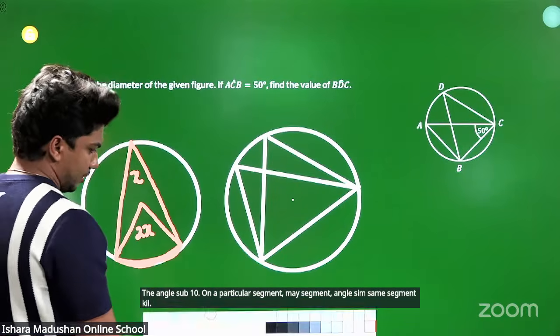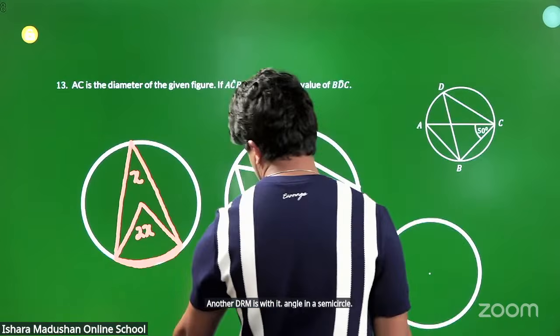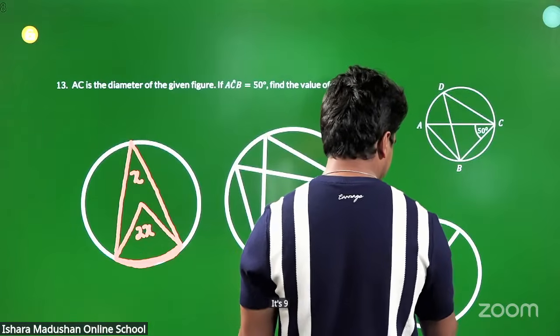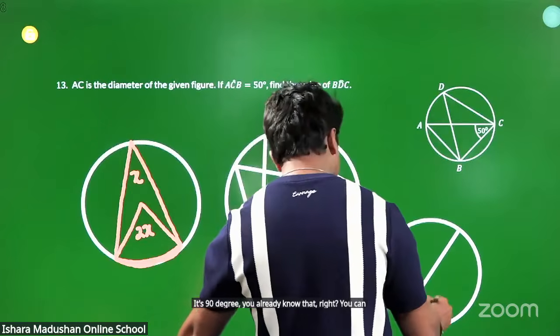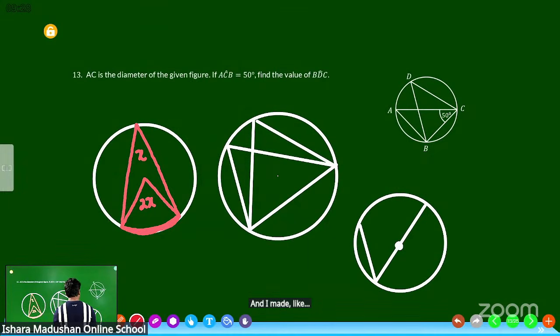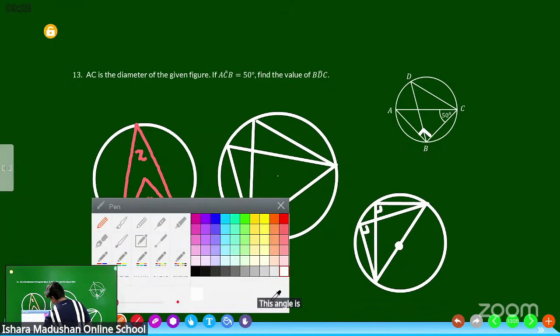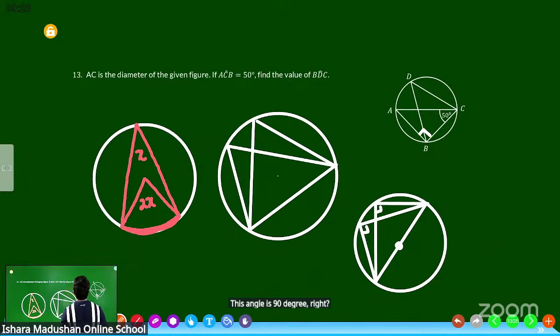And the other theorem is angle in a semicircle is 90 degrees. You already know that, right? That means if you take a diameter, the angle it subtends at any point on the circle is 90 degrees. Right? Okay. Here AC is a diameter. So this angle is 90 degrees. This angle is 90 degrees, right? We need to find the BDC.